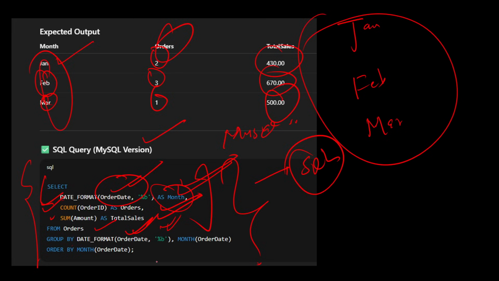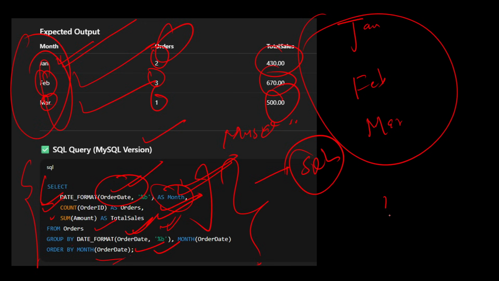Okay, and order by month, we are doing order by months. Whatever the order date is, we are doing the ordering by that. So first it will be January, then February, then March. Now you will ask why we are not using the date format here. Because this is not related to the display. When we are doing the ordering, it is only because we want to order the output in the monthly order.